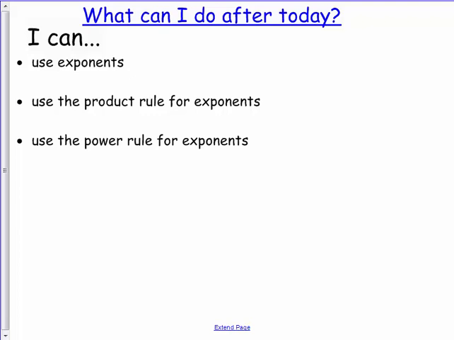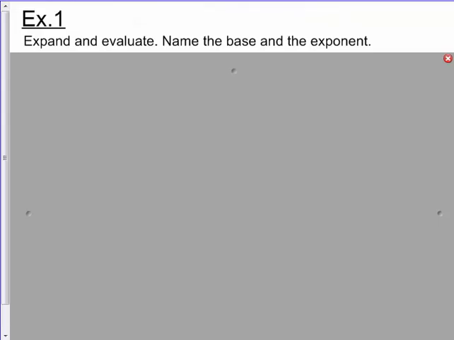This is Senior Algebra Section 5.1, the product and power rules for exponents. So we're taking a look, we're going to be simplifying some exponents here, and we're going to look at some rules that make it a little bit easier to simplify this.